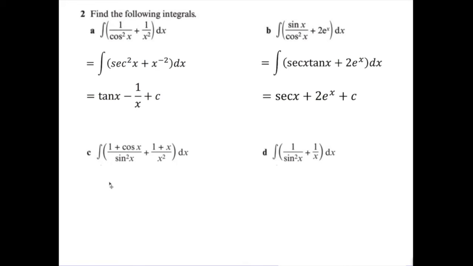Part C, 1 plus cos x over sine squared x, you can write that as cosec squared x plus cosec x cot x. That's the first fraction done. Then the second fraction is a bit like year 12 really, where you can just write as x to the negative 2 plus 1 over x dx. That one's less year 12, isn't it? The reason I've written 1 over x as 1 over x as opposed to x to the negative 1 is because you need to know straight away that the integral of 1 over x dx is natural log of x.